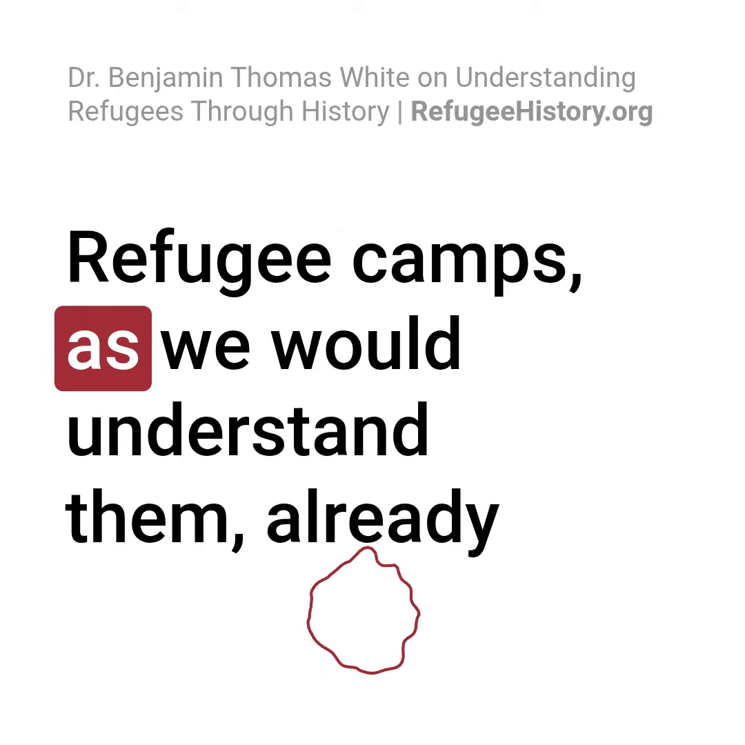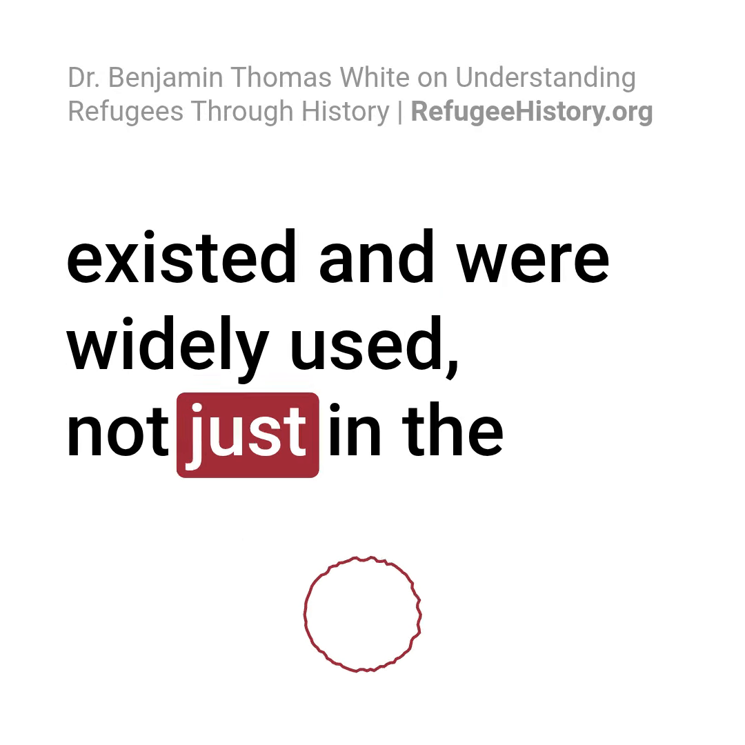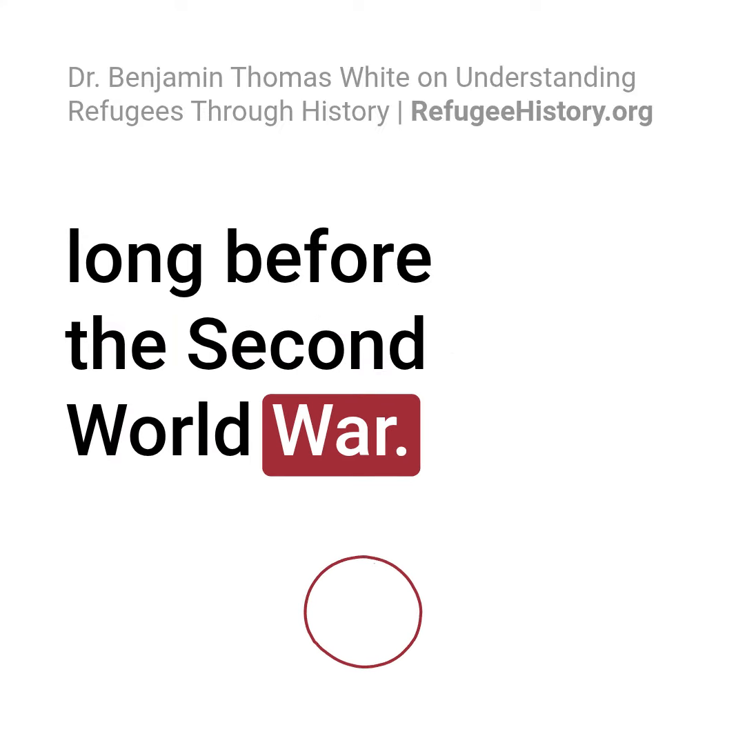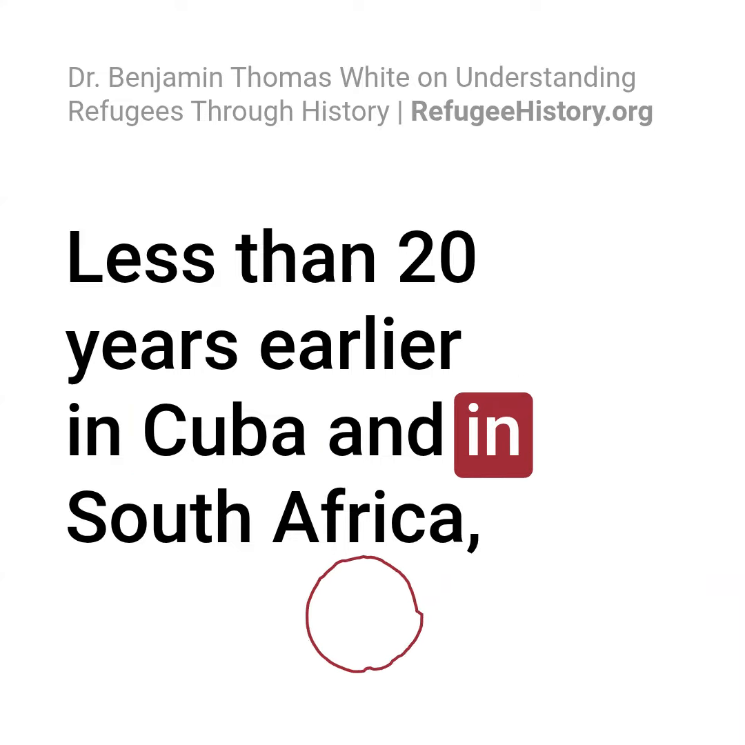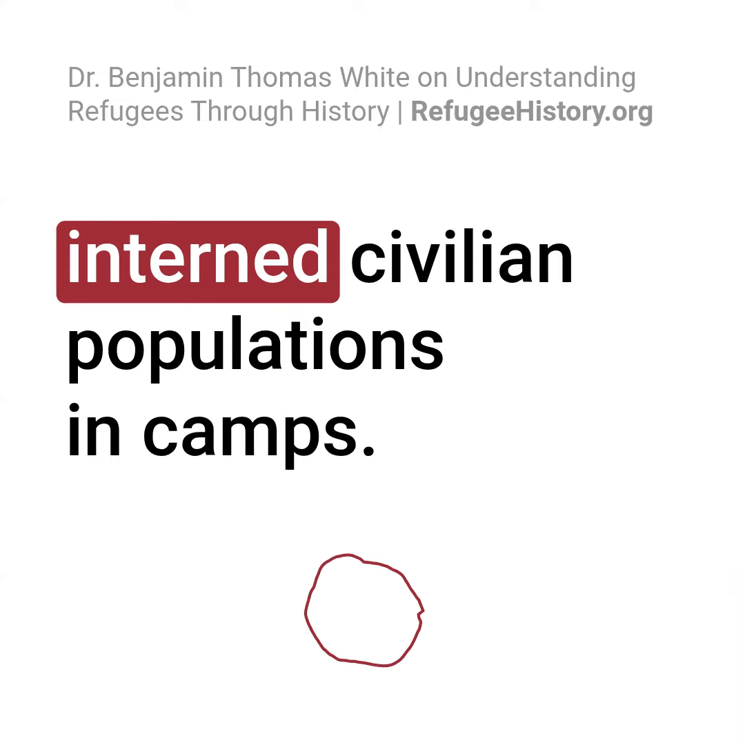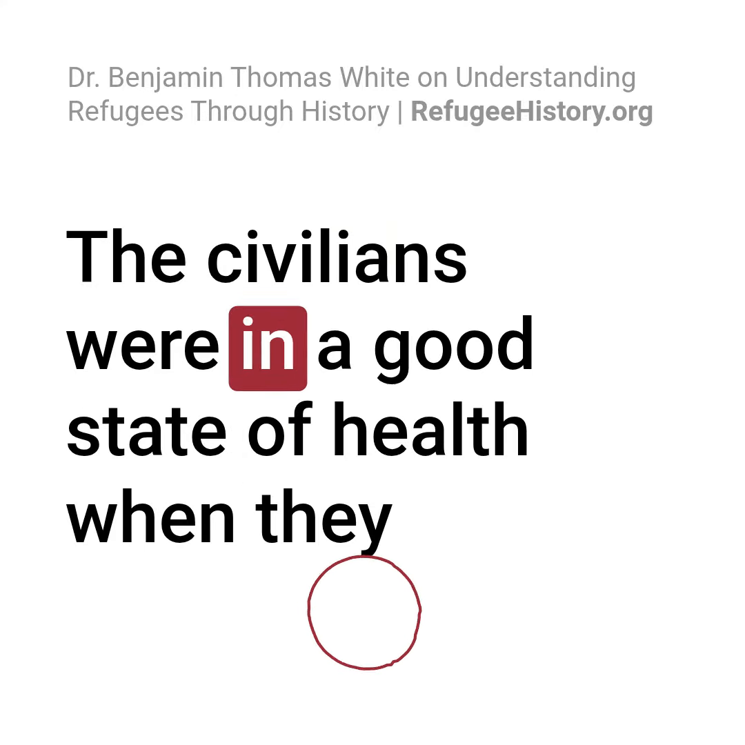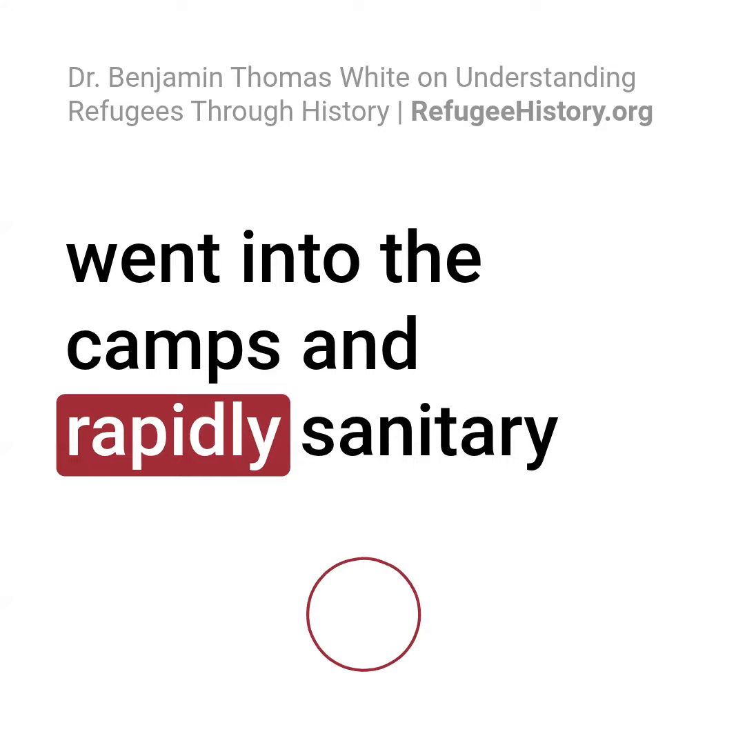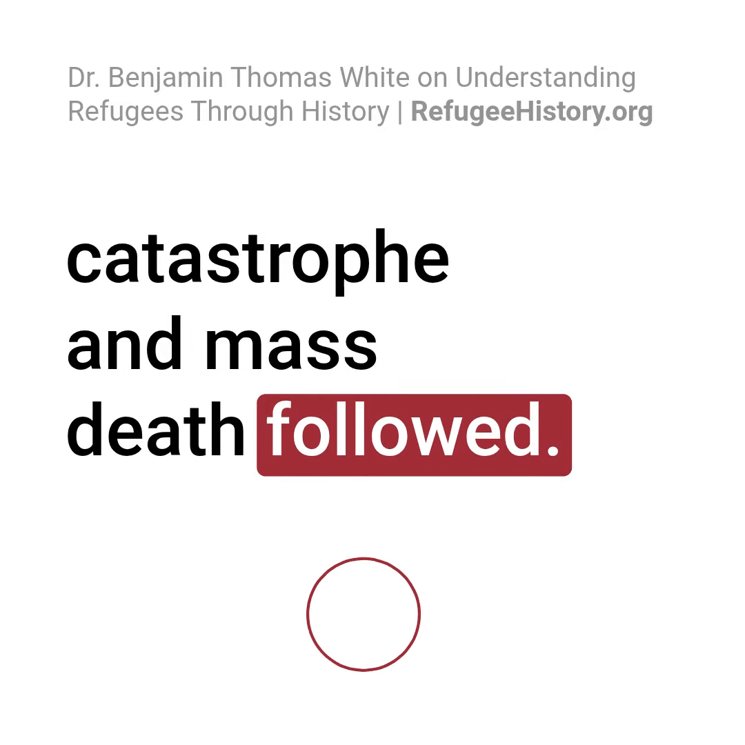Refugee camps, as we would understand them, already existed and were widely used, not just in the Middle East, but in other parts of the world, long before the Second World War. Less than 20 years earlier, in Cuba and in South Africa, the Spanish and British empires had interned civilian populations in camps. The civilians were in a good state of health when they went into the camps, and rapidly sanitary catastrophe and mass death followed.